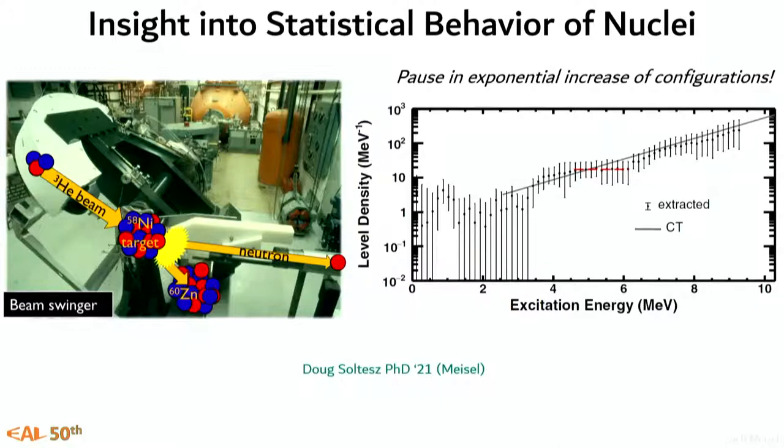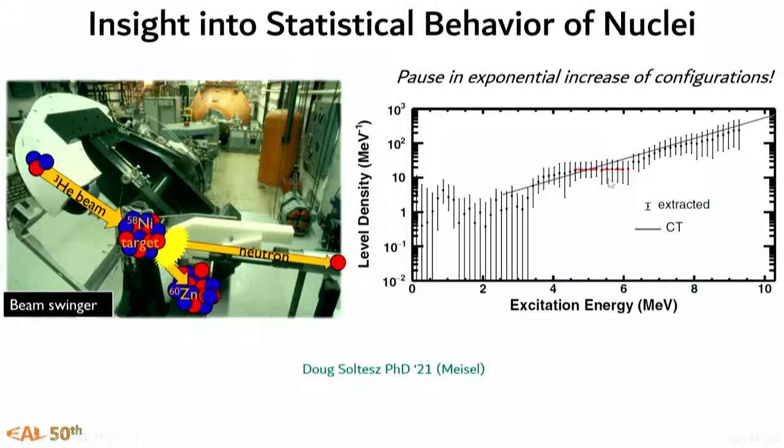You can get further insight into the statistical behavior of nuclei through these evaporation spectrum measurements. One really surprising finding from my student Doug from last year is that this exponential increase in the number of configurations that you can have in a nucleus as you pump more and more energy into it actually seems to pause for some nuclei. So rather than continually exponentially increasing, you get basically this plateau where the number of configurations does not follow the exponential increase that you would expect. At the moment, there is no nuclear theory that describes why that would be. We've seen it in a couple of nuclei, and we have no idea what is causing it. So the Edwards Lab continues to help constrain and drive nuclear theory as we are in the 50th year of operation.